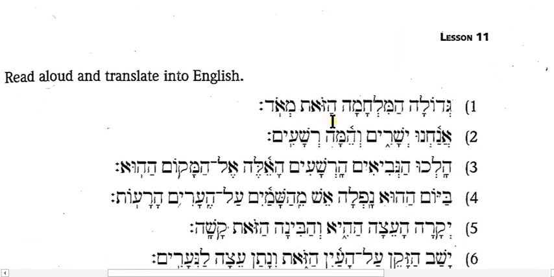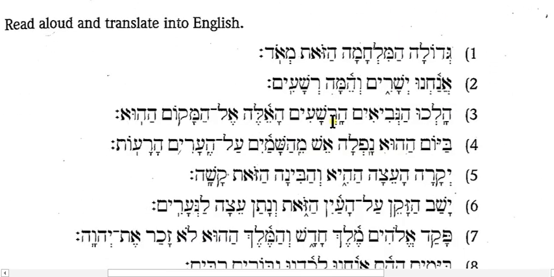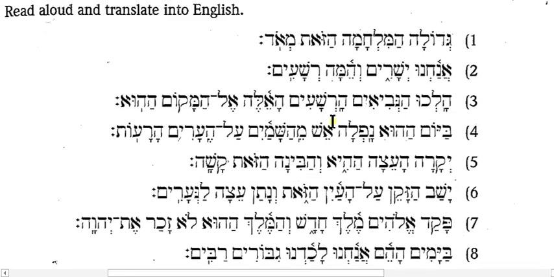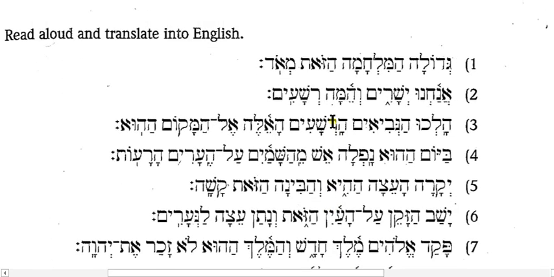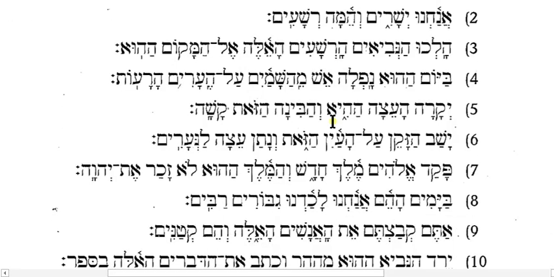Let's take a look at these translation exercises. So you had 10 exercises. Did any of these give you any particular pleasure or pain? Number 7? Let's go number 7. All right. So let's recite this together. Number 7, Pakad Elohim, Melech Chadash, V'hamelech Hahu, Lo Zahar et Adonai.